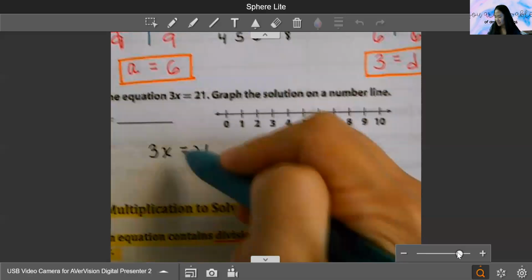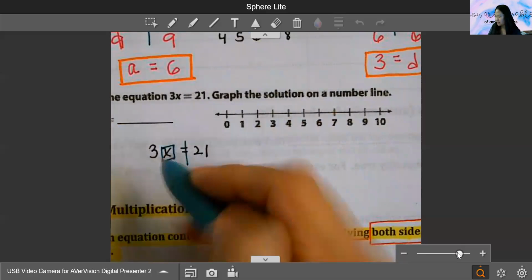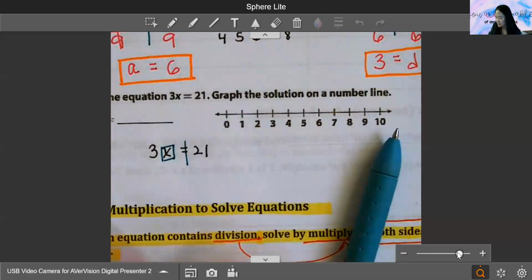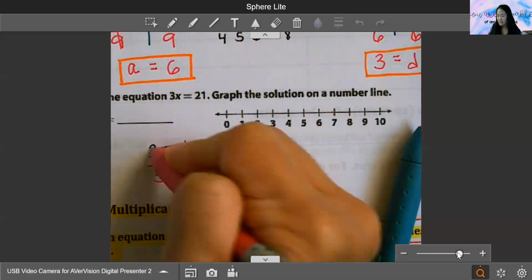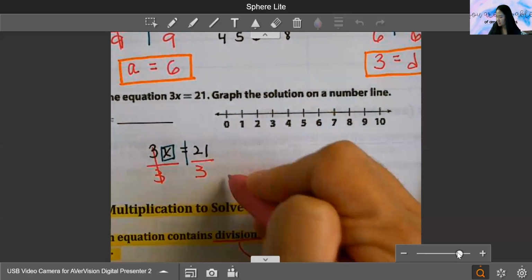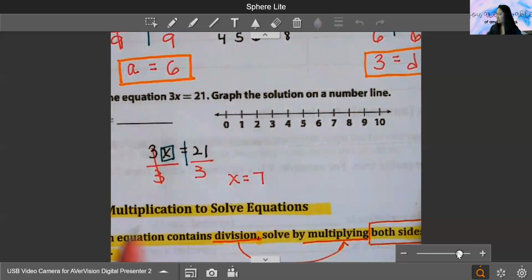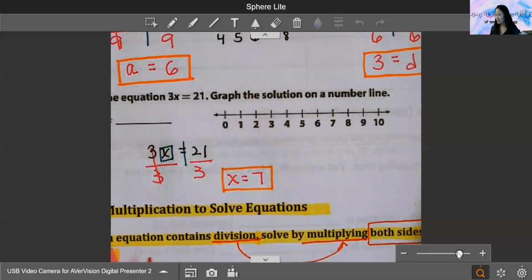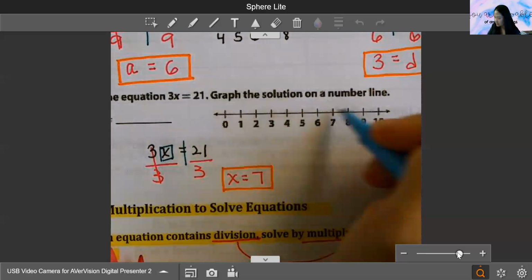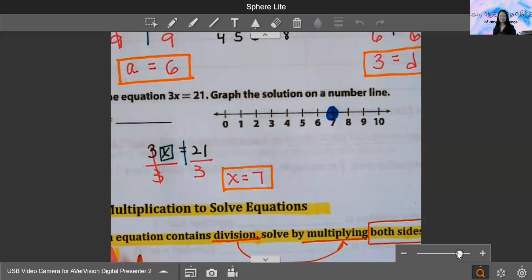Draw the line, box the variable. This is 3 times x, so I'm going to divide both sides by 3. Cross this out. So x equals 21 divided by 3 is 7. So x is equal to 7. I am going to go right here, and right on 7, I'm going to do a closed circle.